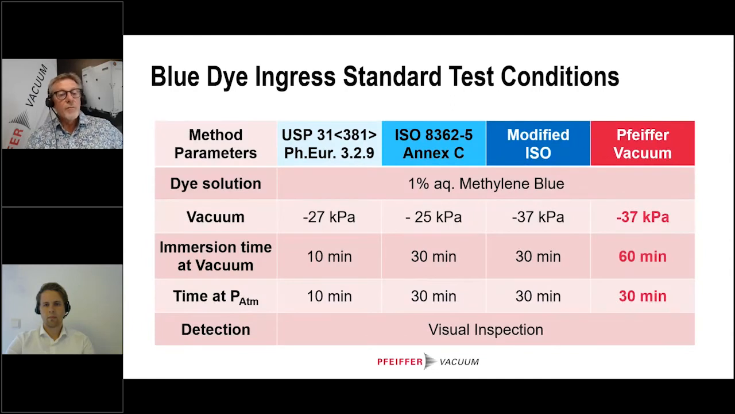Here you have more or less the standard conditions, the standard ISO condition proposed for the blue dye test. And you have here the condition we used, minus 37 kPa, which corresponds to the modified ISO. 60 minutes for the immersion time at vacuum. I explained the reason why we increased this immersion time, and 30 minutes at atmospheric pressure before performing the visual inspection.